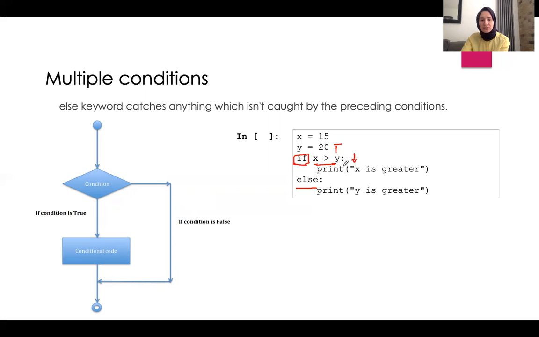If this condition is not true, if this condition is false, then anything you have inserted here will be printed out. Right? Basically, the else keyword will be catching anything which isn't caught by the if statement, by the if condition here. So in this example, it will say that y is greater because x is smaller than y. Therefore, this condition becomes false. Then it goes to the next line of code here, which is the else statement. Then it prints y is greater.